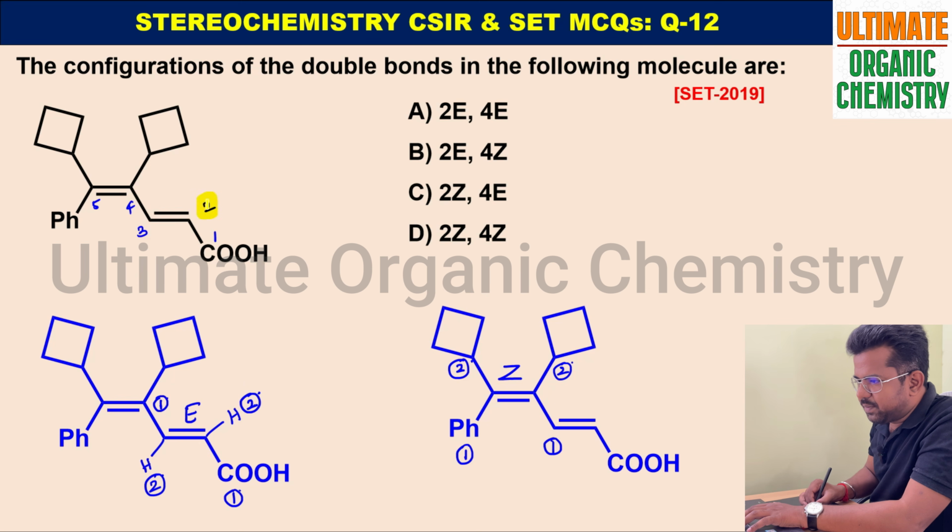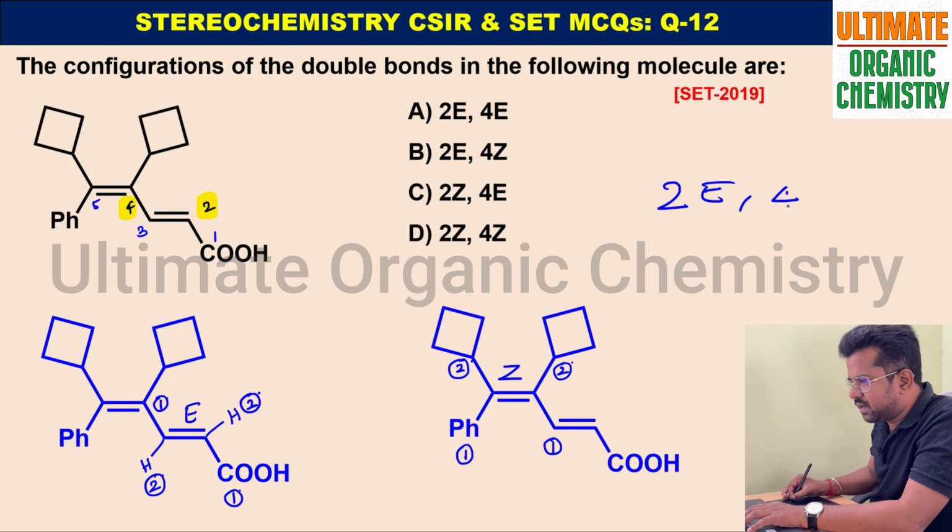So the second carbon and fourth carbon geometry you need to give. So second carbon geometry is 2E, and fourth carbon geometry is 4Z. 2E, 4Z is the right answer. Right answer is option B.